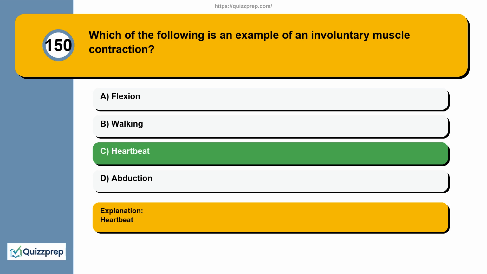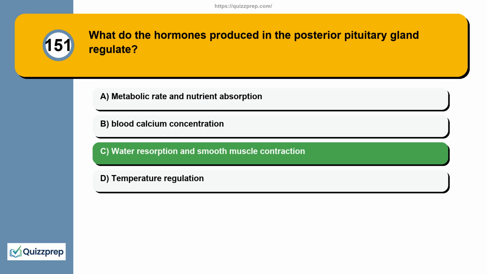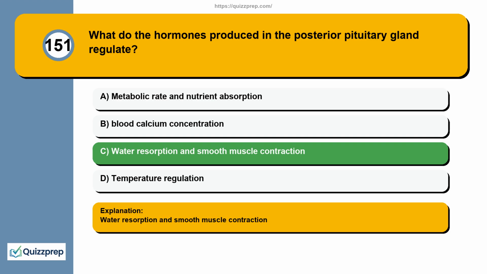Heartbeat. Question 151. What do the hormones produced in the posterior pituitary gland regulate? Option A, metabolic rate and nutrient absorption. Option B, blood calcium concentration. Option C, water resorption and smooth muscle contraction. Option D, temperature regulation. The correct answer is option C, water resorption and smooth muscle contraction.